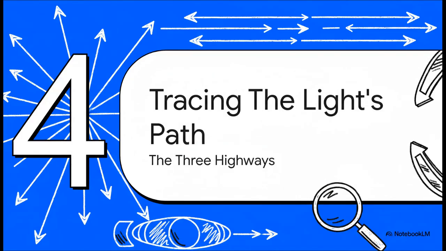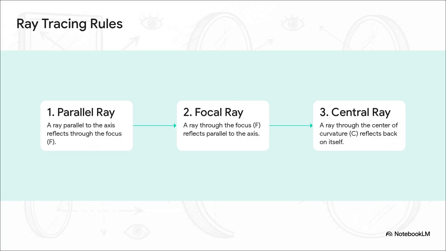Now, this might sound like it's getting complicated, but don't worry. Physicists have this amazing toolkit that makes it super simple to figure out exactly where an image is going to show up. And the best part is, you don't need to track every single ray of light, just 2 or 3 special ones that follow very easy rules. These are our 3 secret highways for light.